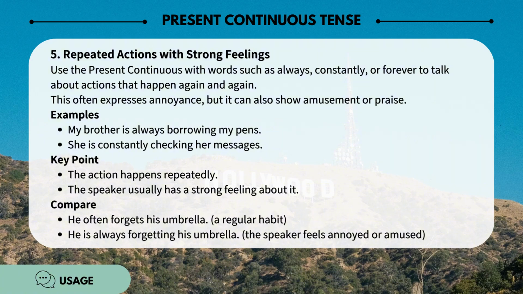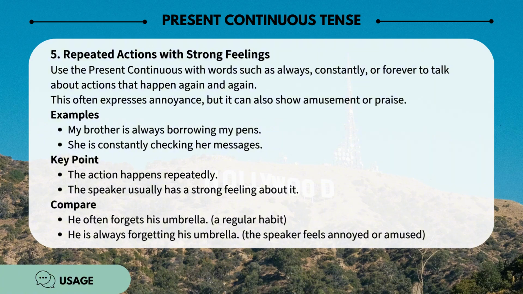For example, my brother is always borrowing my pens. Does he borrow my pens only once? No. He does it again and again, and I sound a little annoyed. Now look at this one. She is constantly checking her messages. Again, the action happens repeatedly. Maybe I think she's checking her phone too often.